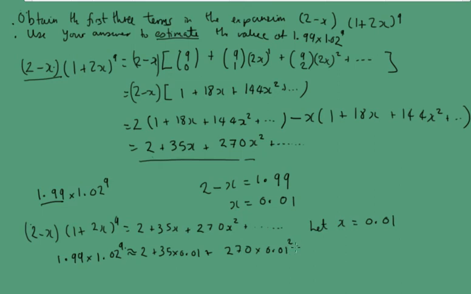0.001 squared. Now because it's such a small number, once you start squaring it and cubing it and so forth, that term is going to get smaller and smaller, so that's why our estimate works, because x is so small. So if we work this out, we get an estimate for this as 2.377.